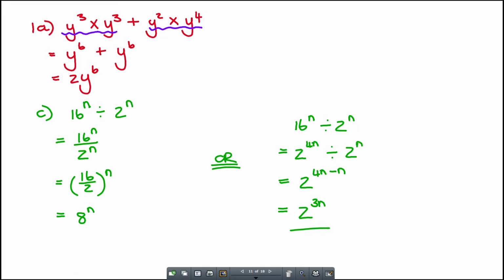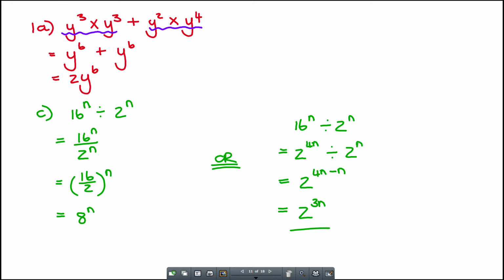Now, can you see that these two are like terms because the variable is the same? What's written in front of both of them is actually 1, right? So 1 y to the power of 6 plus 1 y to the power of 6 will give me 2y to the power of 6.